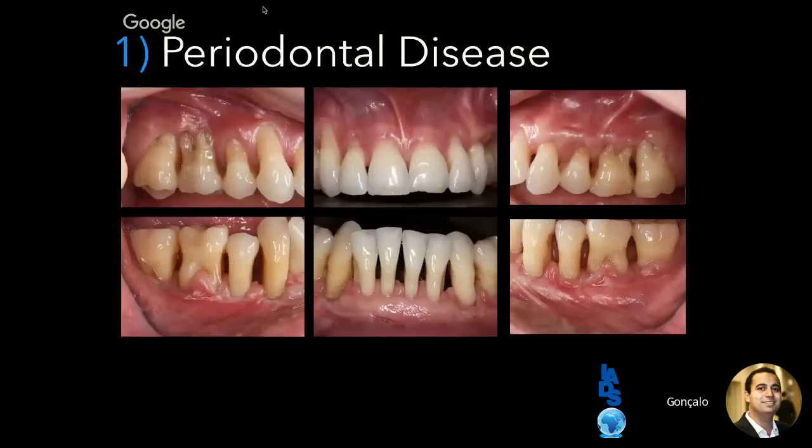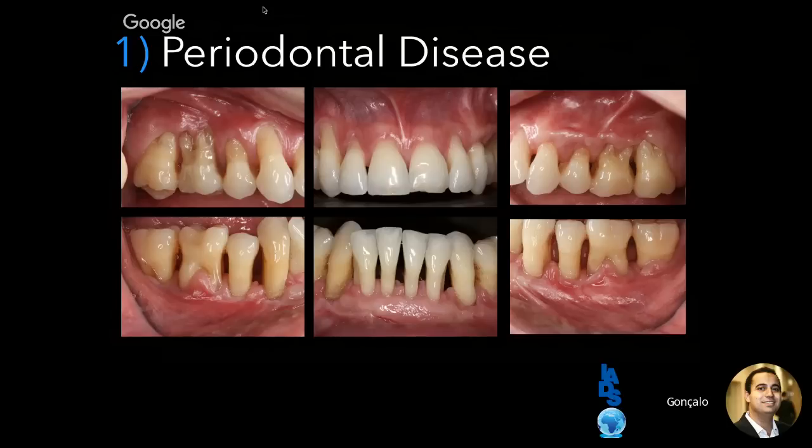First one, periodontal disease. If you take a look at this case, you can see that the patient has, of course, gingival recessions, but that's not the only problem that we see here. In this figure, we can see that we also have severe attachment loss and severe bone loss.